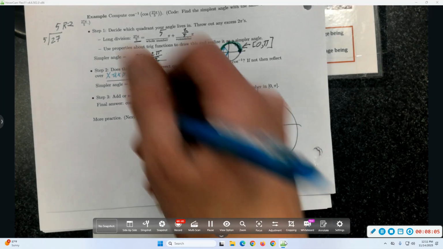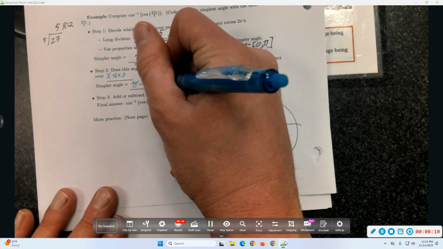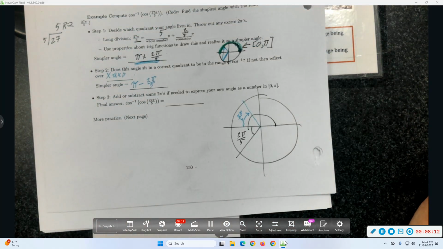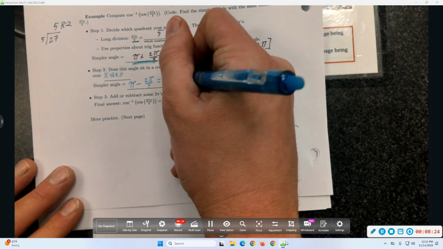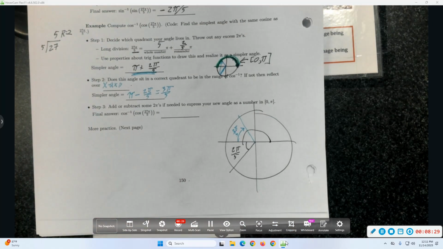Oh, cool. So it looks like I'm getting an angle of pi minus 2 pi over 5. And simplify, what is that? 3 pi over 5. Alright, so let's do one sanity check. If we've done all of this geometry correctly, this still has the same x value. 3 pi over 5, as a number, is that in between 0 and pi? Yes. Cool.